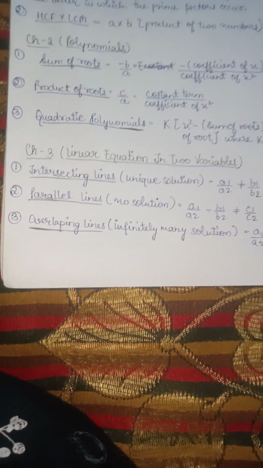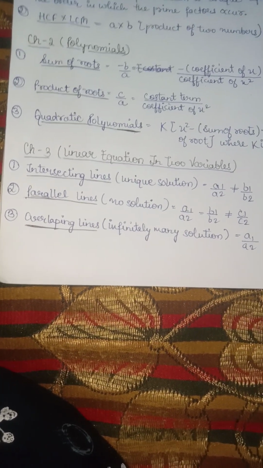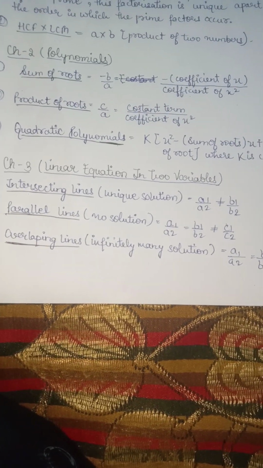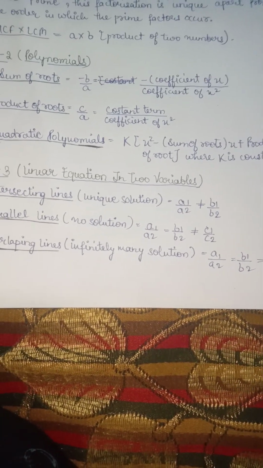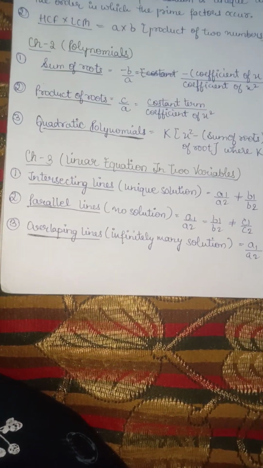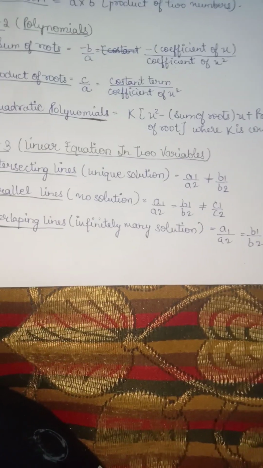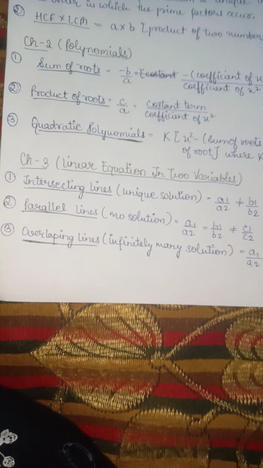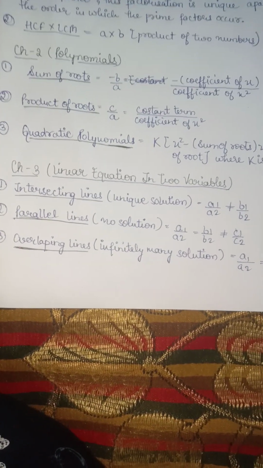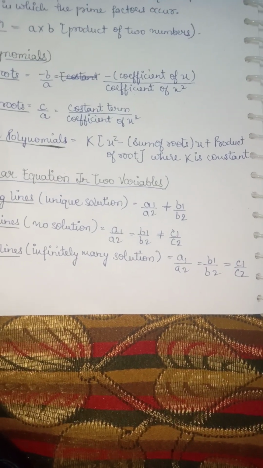Now come to chapter 3, Linear Equations in Two Variables. First, intersecting lines. We know that intersecting lines have a unique solution, which means only one solution, that is a1 upon a2 is not equal to b1 upon b2. Second, parallel lines. These lines have no solution, and the formula is a1 upon a2 is equal to b1 upon b2 and not equal to c1 upon c2. Next, overlapping lines. We know that overlapping lines have infinitely many solutions because they are dependent on each other, that is a1 upon a2 is equal to b1 upon b2 is equal to c1 upon c2.